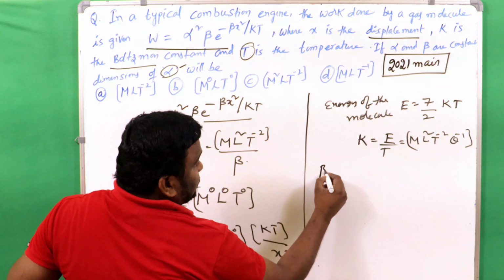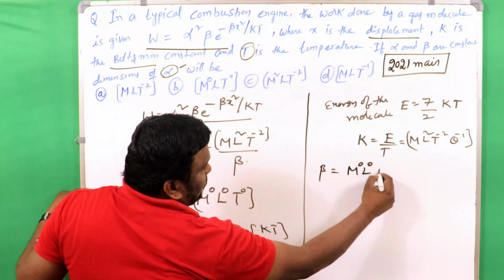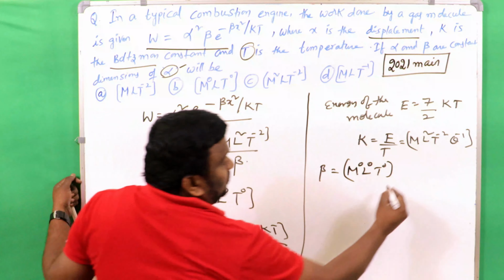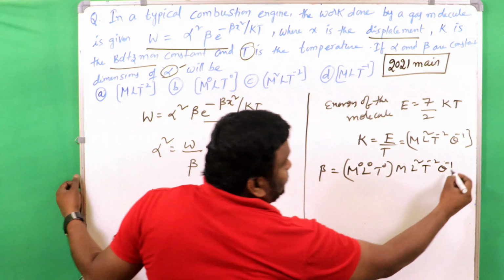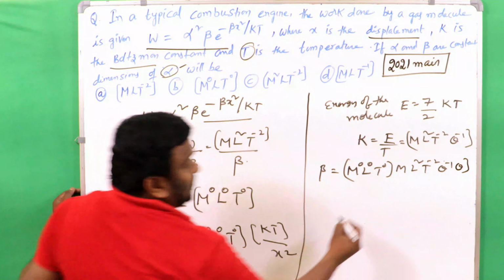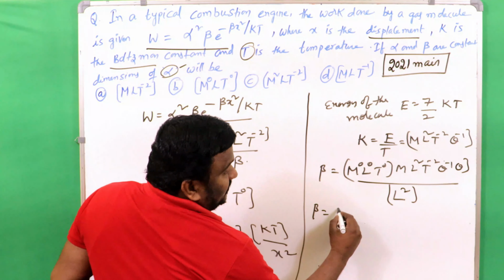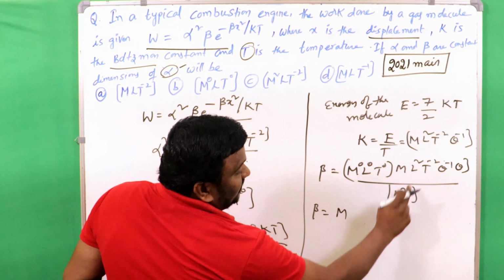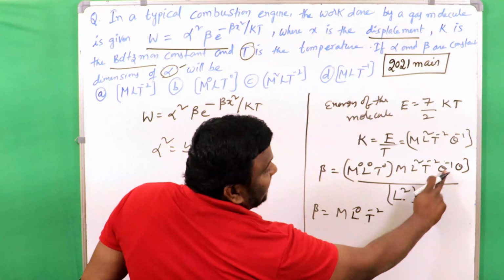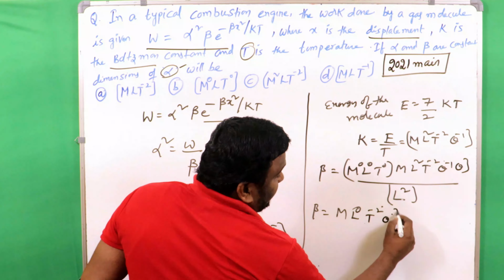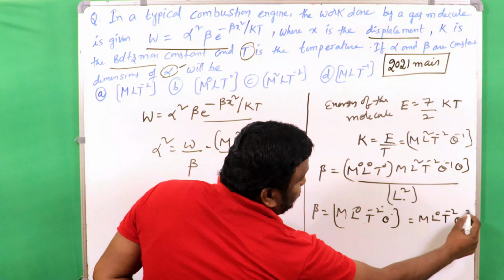Substitute here, β is equal to M⁰L⁰T⁰ into k, which is ML²T⁻²θ⁻¹, and T, which is θ, divided by x². Clear? x means L². Then β is ML²L⁻², so L to the power of 0, and T⁻² and θ⁻¹ into θ. That means θ to the power of 0 we get. So simply here, M L⁰ T⁻² θ⁰.